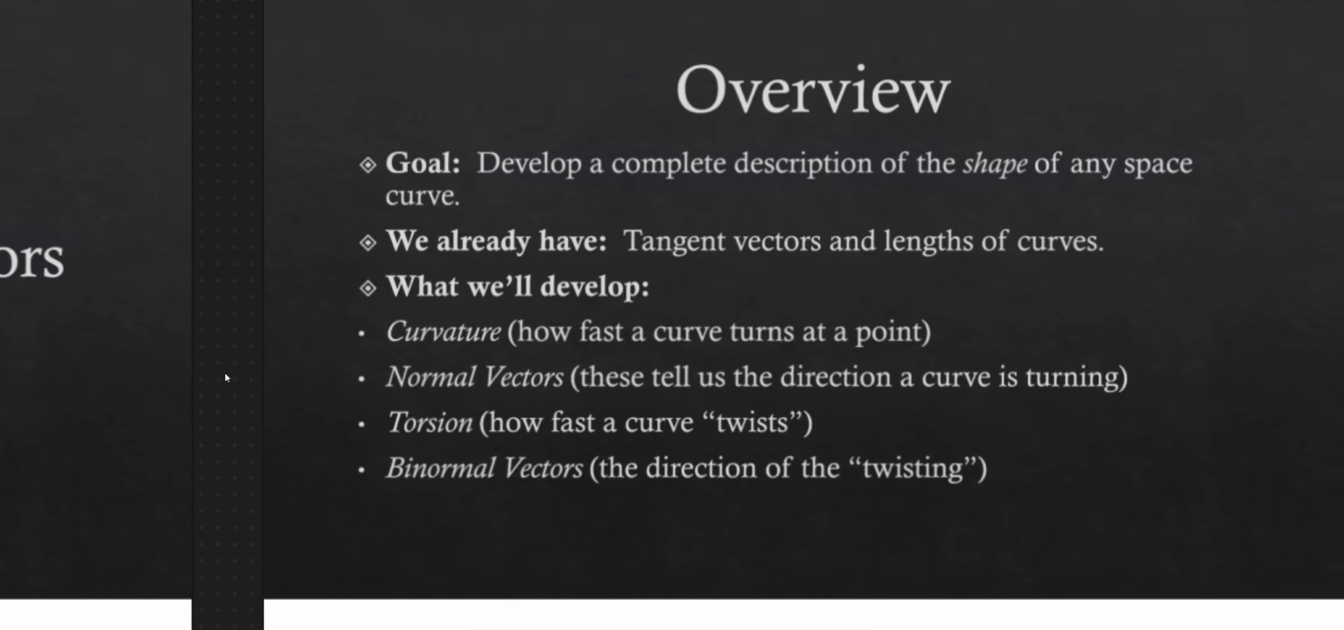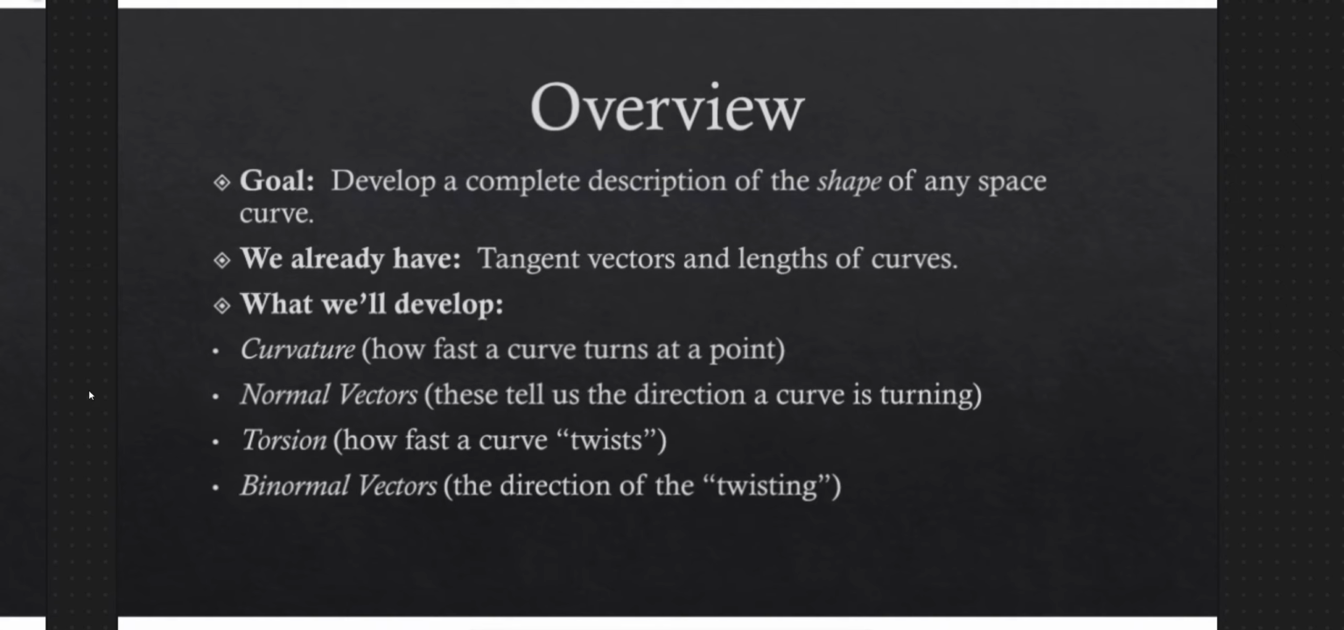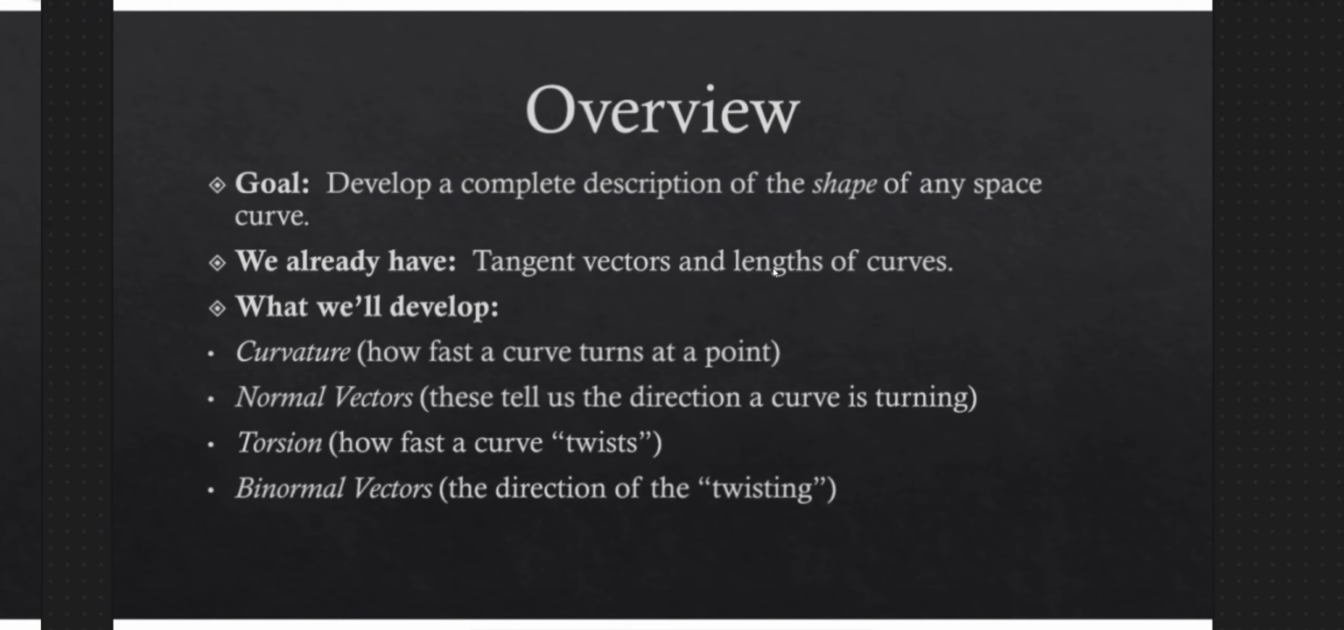So as an overview, what are we doing here? Our big goal is to develop a complete description of the shape of any curve. So how curvy it is, how much it twists, how does an object move along the curve, things like this. Some things we already have that are going to help us, that are our launching point: tangent vectors and lengths of curves. We're going to need these things.